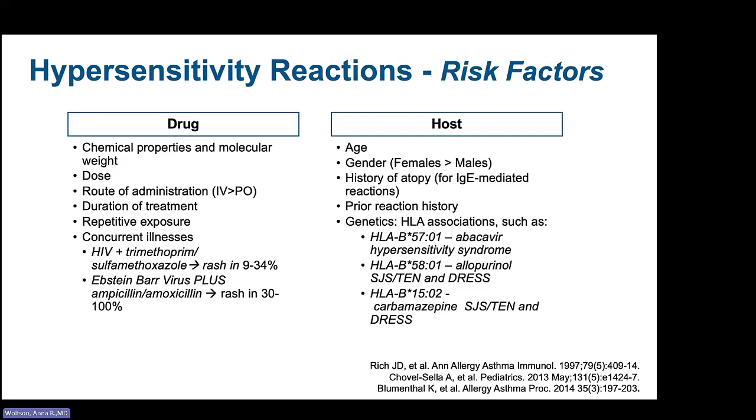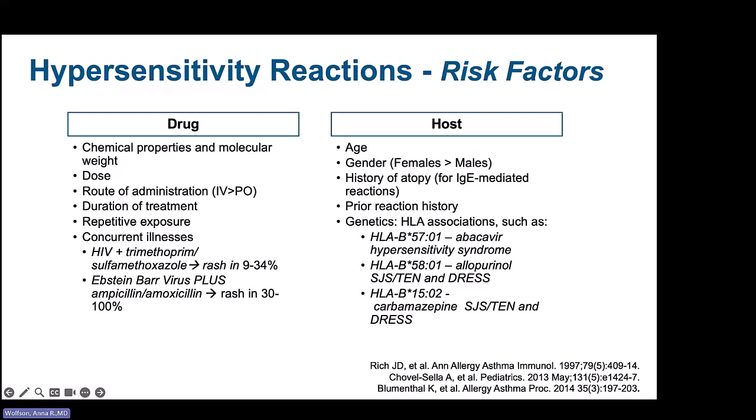So the really famous ones, everyone's heard about the fact that HIV patients who take trimethoprim-sulfamethoxazole are more likely to have rashes. And then the other one that's super famous is Epstein-Barr virus plus amoxicillin. Rash can be as much as 100% of patients, so very, very common. And then thinking through the host, so age is a factor of the different presentations, which we're going to discuss.